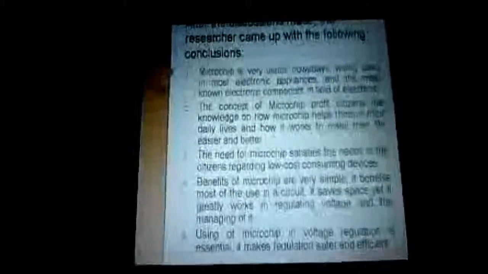The second one: the concept of the microchip provides citizens the knowledge on how microchips help them. It explains that microchips are really important and help our daily lives, giving us more time and things to be better. The third one is the need for microchips to satisfy the needs of citizens. Because of their low cost, they satisfy the needs of the citizens.